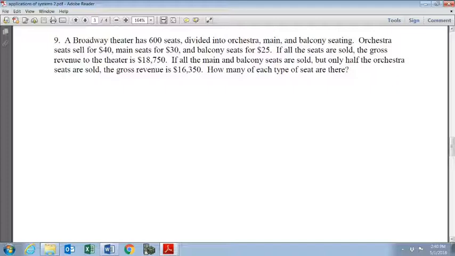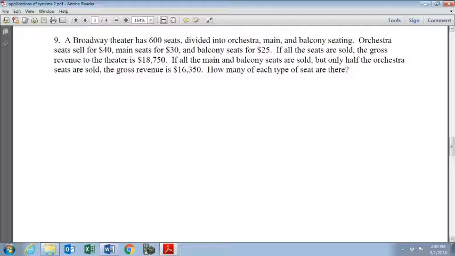So here it says a Broadway theater has 600 seats divided into orchestra, main, and balcony seating. So there's three types of seating. Orchestra seats sell for $40, main seats for $30, and balcony seats for $25. If all the seats are sold, the gross revenue to the theater is $18,750. If all the main and balcony seats are sold, but only half of the orchestra seats are sold, the gross revenue is $16,350. How many of each type of seat are there?